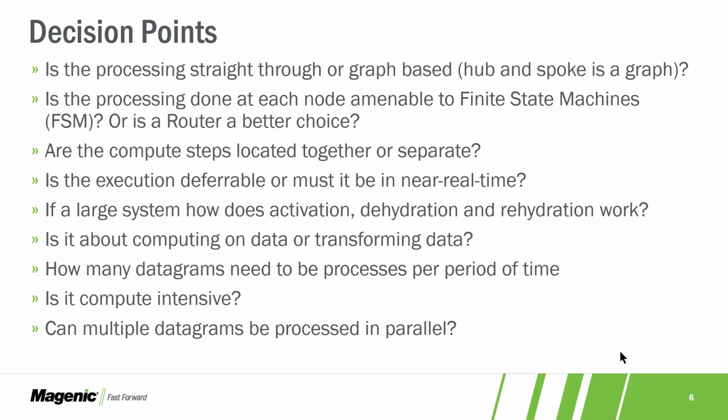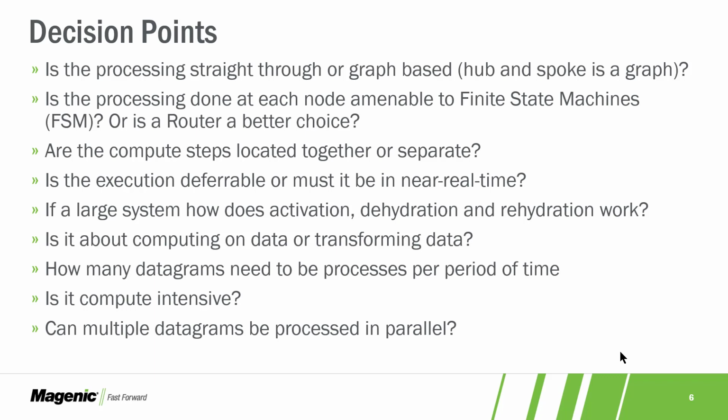And deferrable execution or near real-time execution. You're using persistence. How do we know how activation, dehydration, and rehydration are going to work? Activation is anything that causes a message to be processed, and dehydration is any time we need to take state and write it to the persistence tier. Rehydration is obviously bringing that back. Is our workflow steps just computing on the data that's sent them, or are they actually doing transformation? If they're actually doing transformation, you might be better off with a route-based system for all its other frailty.